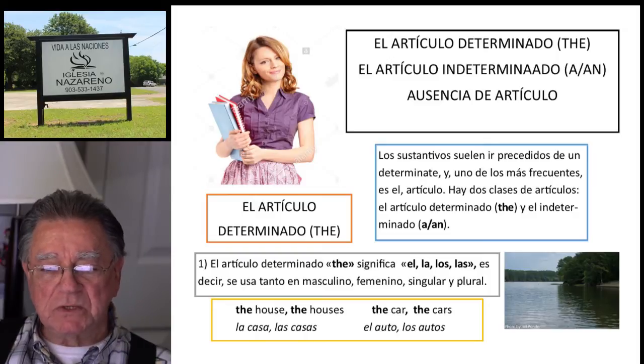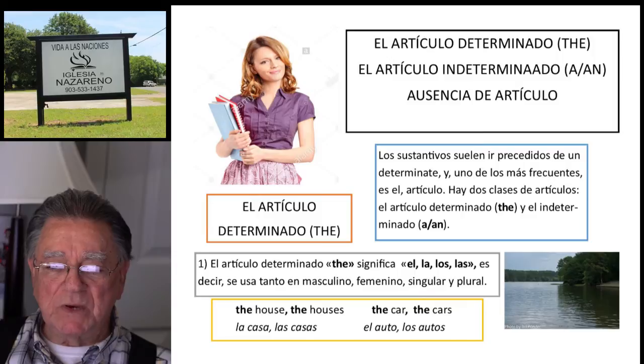Okay, the first rule is los sustantivos suelen ir precedidos de un determinante. Y uno de los más frecuentes es el artículo. Hay dos clases de artículos. El artículo determinado, the, y el indeterminado, a or an. Okay. We know a particular one, we're going to use that, and if we don't, it's kind of ambiguous, not well known, we use a or an, a or an.